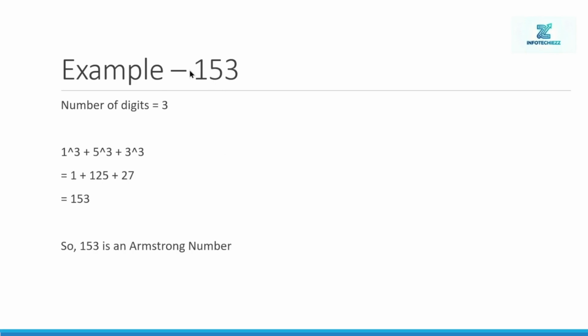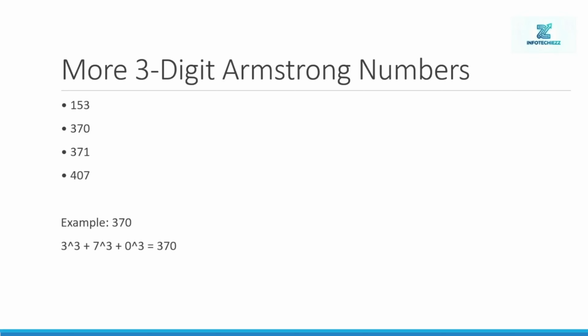So our sum of digit power n is equal to our original number. Then that is called an Armstrong number. Otherwise, it is not an Armstrong number. So for more examples, I have already told about 153.